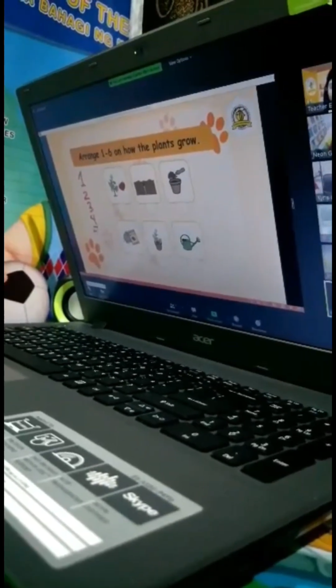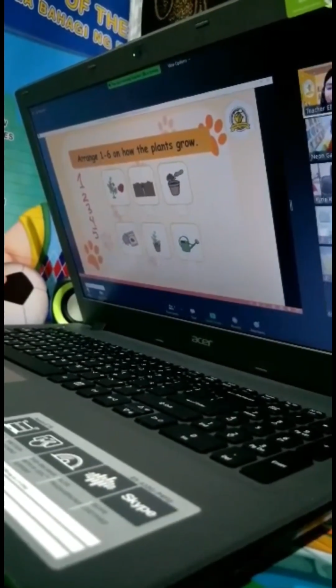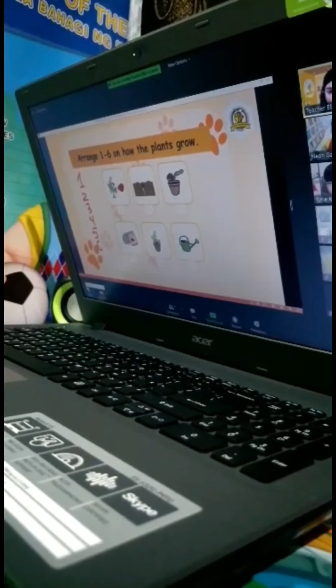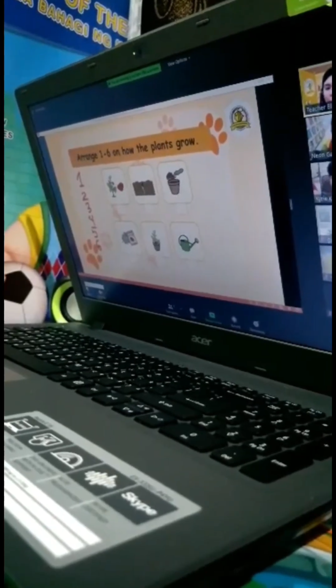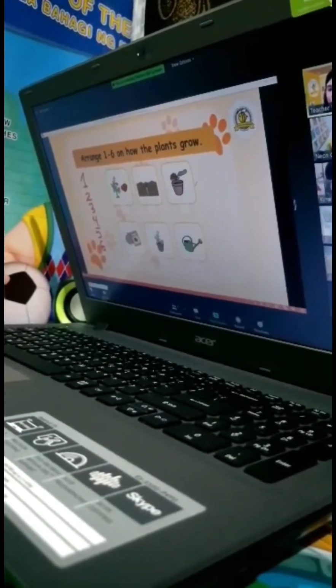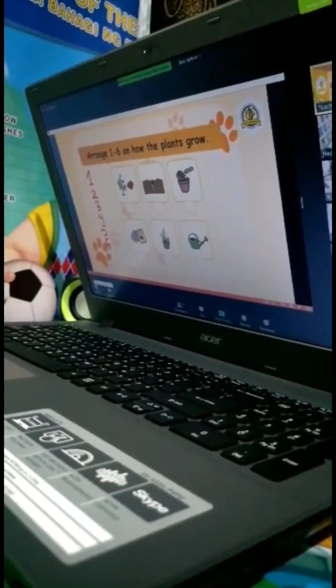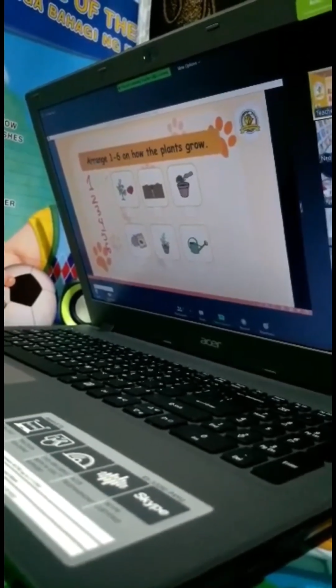1, 2, 3, 4, 5, and then 6 on how the plant grows. Okay? So, write number 1, which comes first? Okay? Ano po yung una natin gagawin? Okay, write number 1.